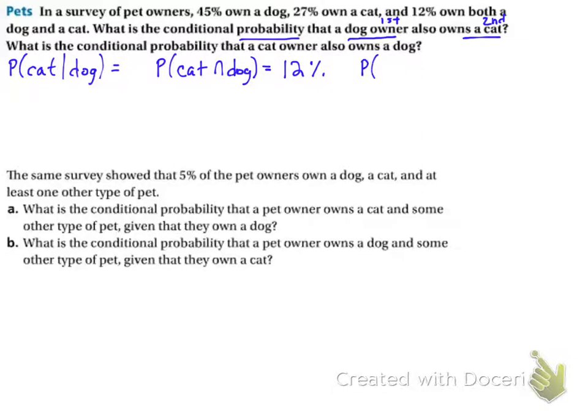Probability that someone just owns a dog, because that's what I care about first, it says 45% own a dog. And so again, I'm going to divide the and by the dog. So the and is 12 over the dog, which is 45. So it reduces down to 4/15. When I do that, I get 26.7%.